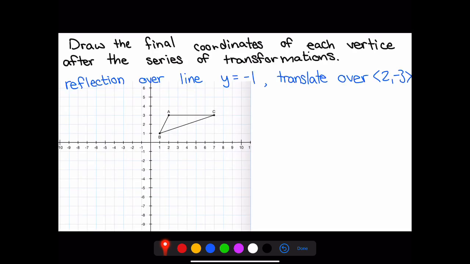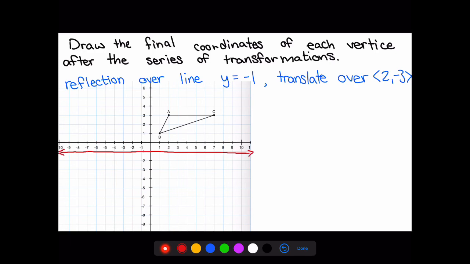Draw the final coordinates of each vertex after the series of transformations. So when you're going through this type of problem, I only want the final coordinates. I don't need your middle image, I just need the final image. So we're going to take triangle ABC, this triangle here, and we're first going to reflect it over the line y equals negative 1. Well, y equals negative 1 is this line down below. It's this solid line down here.